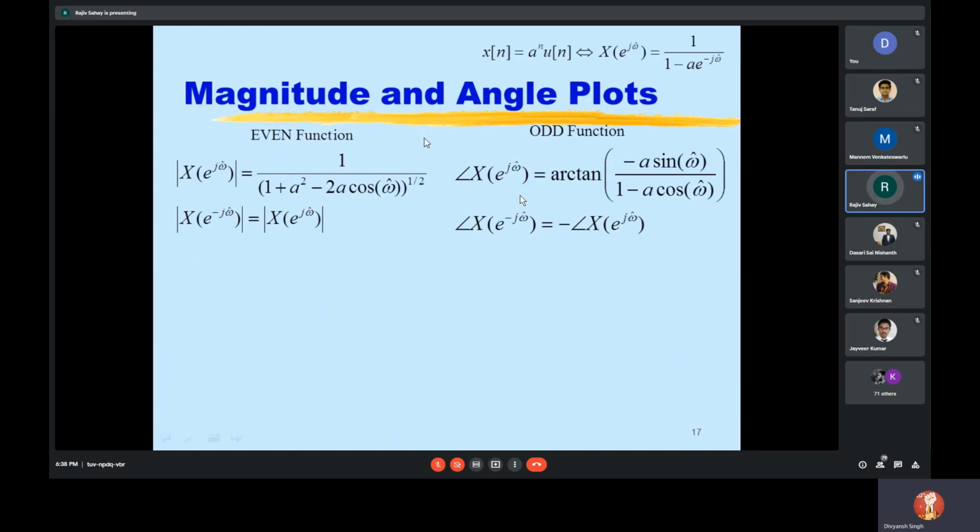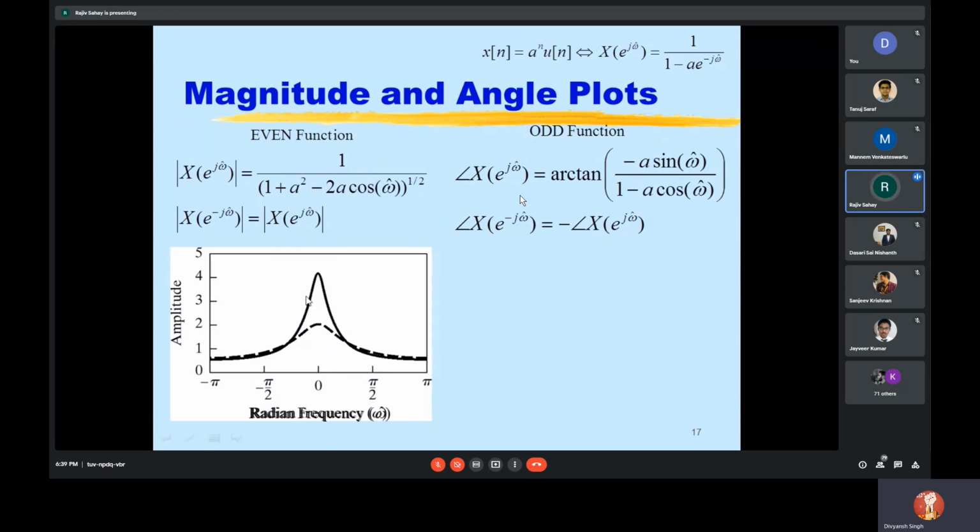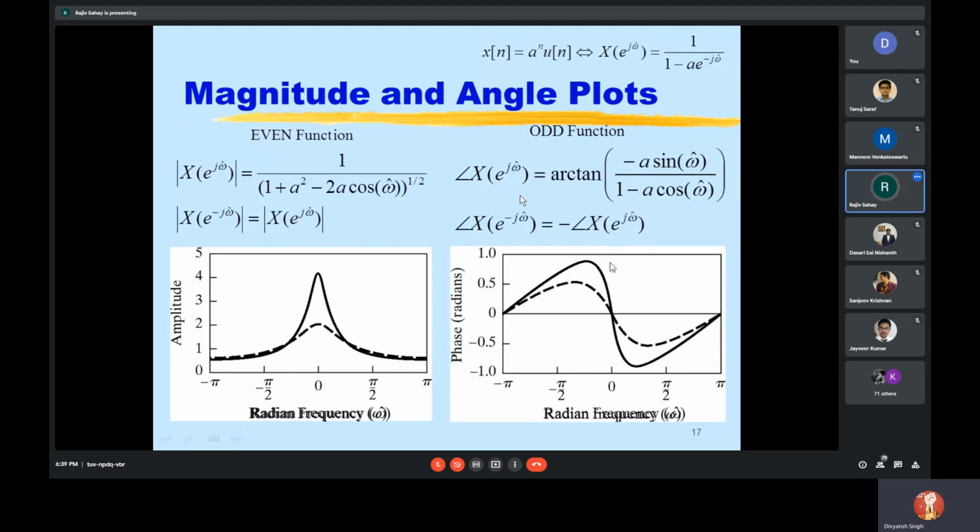So the magnitude and angle plot for this particular case, and this is a real signal, a to the power n u of n. How does the magnitude and the angle plot look like, which I've already shown you. So it will be like this. So the magnitude spectrum is even and the phase spectrum is odd.